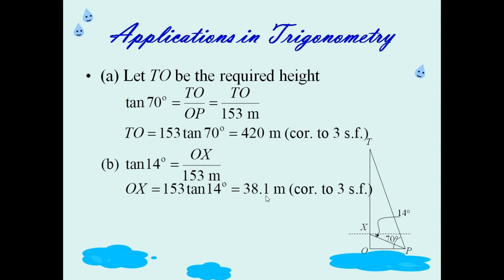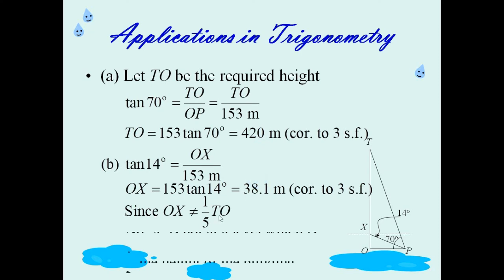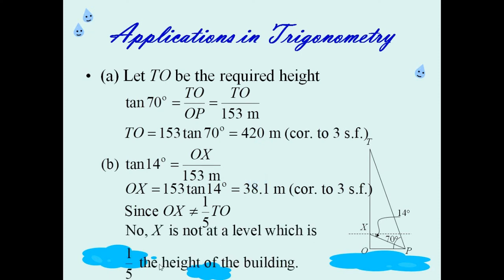Now the next step, we want to check whether this OX is just 1/5 of the height of the building. We find that it is not. So we say that X is not at a level which is 1/5 the height of the building. These two example questions show you how to find the height of a building, and then using the requirement to check some point on the building and check if they have a ratio of the angle, whether the height is also in the same ratio. They are not, in these two questions.